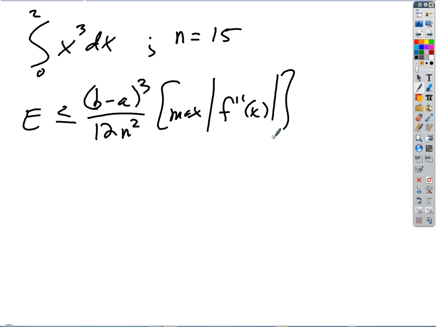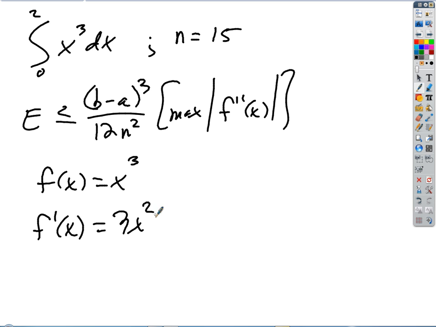Okay, so to do this, now what is f of x for us? X cubed, right? That's the function that we're looking for an area under, right? So there's f of x. So we've got to calculate a second derivative. What's the first derivative? Second derivative, 6x. Okay, so now we want the maximum value of the second derivative from 0 to 2.